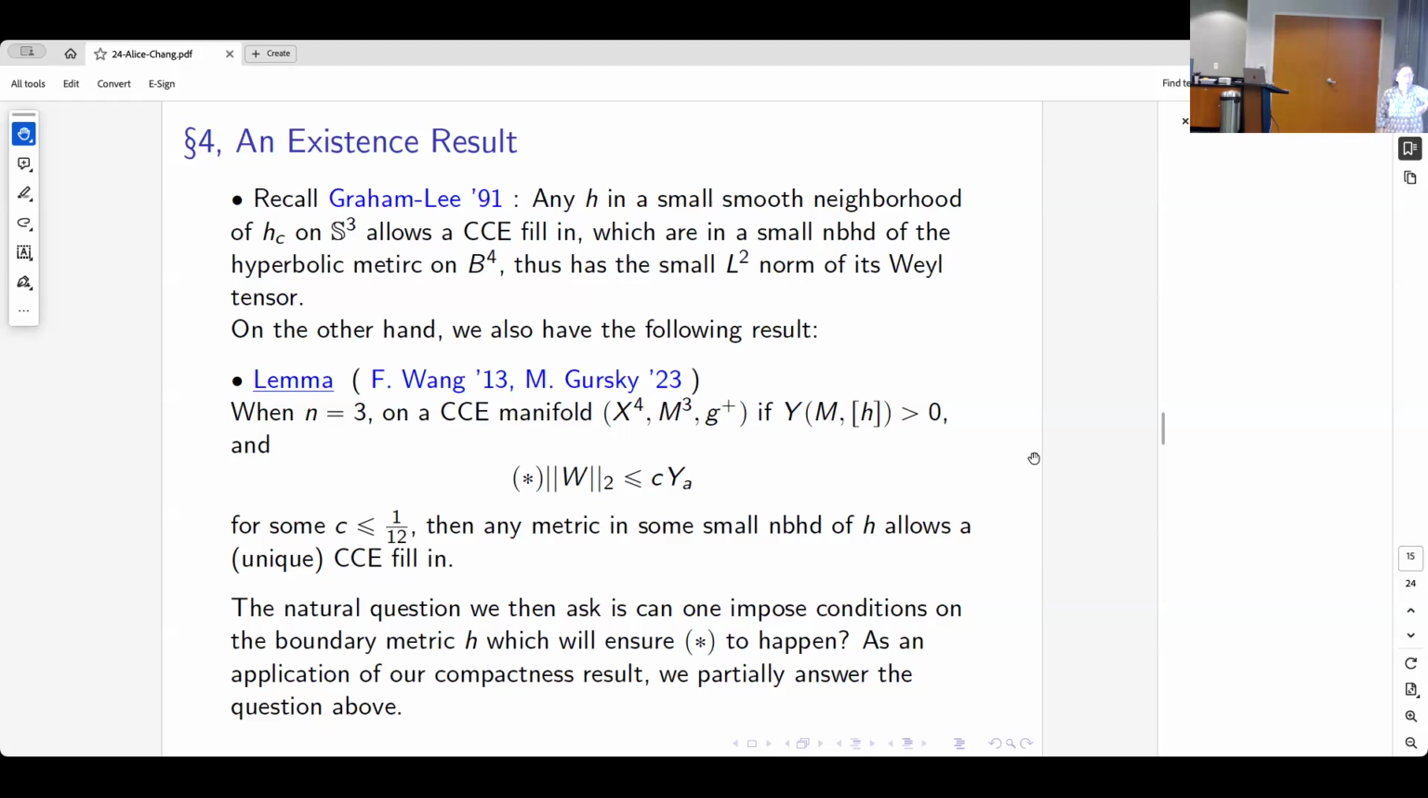So in other words, if this h already has an interior satisfying this condition, then in the neighborhood of that h, you also have a conformal filling in. Okay, so our task now is to see if there is any condition on the boundary h that forces this star to always hold, so that we can have openness and use a continuity argument.